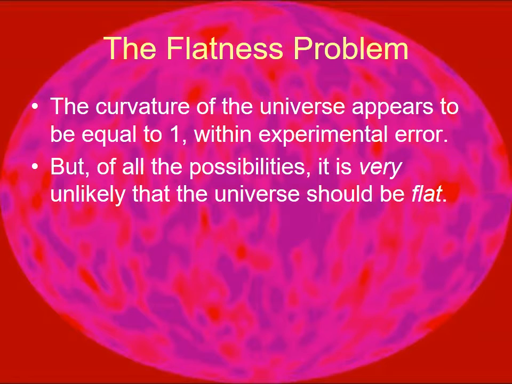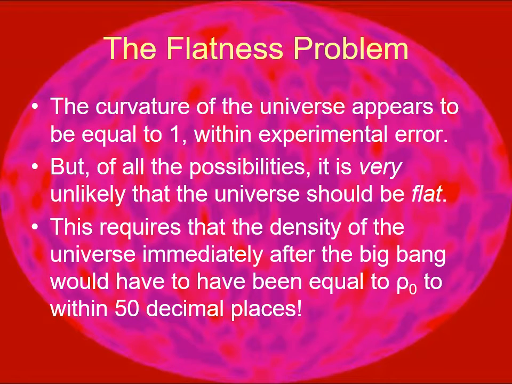The flatness problem: curvature within experimental error is close to 1. That's flat. Of all the possibilities, it's like 1 over infinity that it's flat. So very close to 0. And so this doesn't seem to make sense. So the universe should not be that flat. Okay. The density would have to be 1 part in 50 decimal places immediately after the Big Bang. Well, you never get that level of precision. So that's ridiculous. So why is it that way?